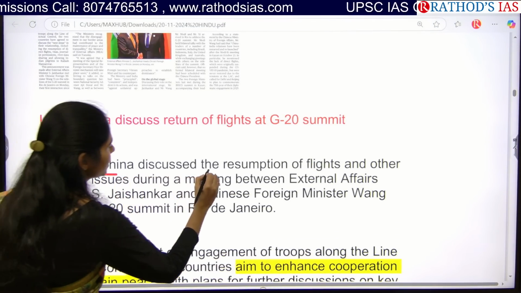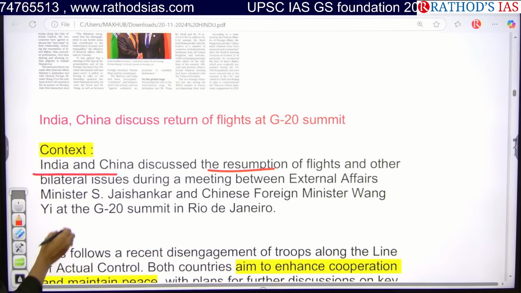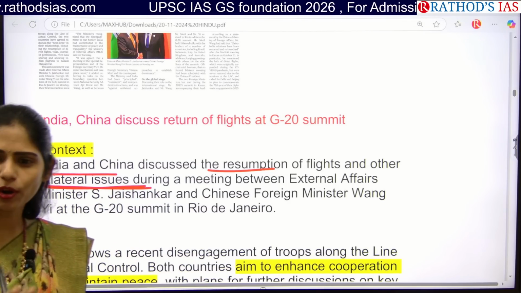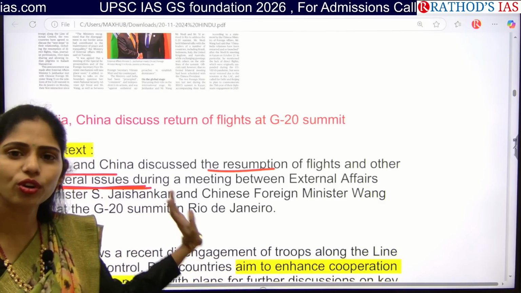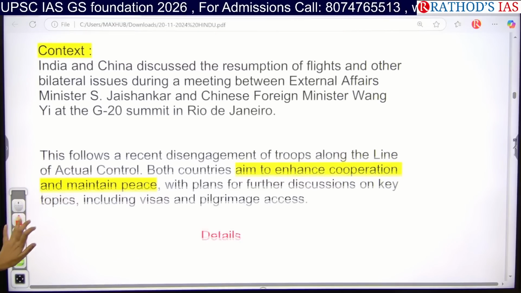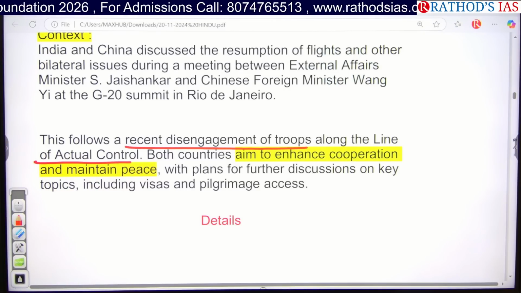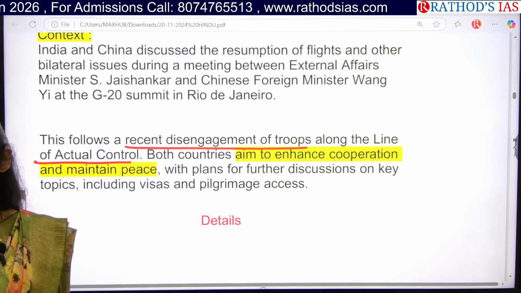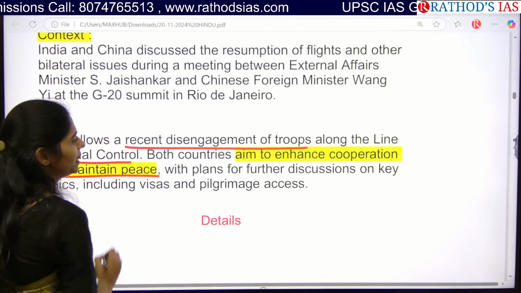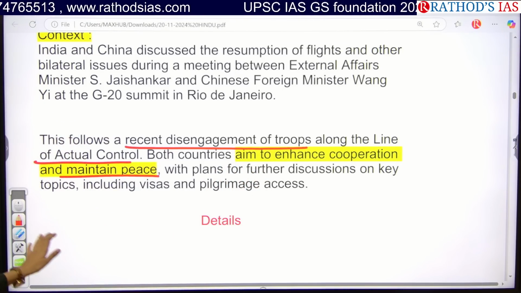So India and China discussed the resumption of flights. We are going to restart the flights between India and China, and it is another bilateral issue between India and China. Not only border issues, but even flights had been stalled, and we are going to resume these flights now. Here, among recent developments, you can see the disengagement of troops along the line of actual control. Whenever we go for resumption of flights, obviously we can enhance bilateral cooperation between the countries and maintain peace. It is very important, right? So we can maintain peace and enhance cooperation between these two countries.